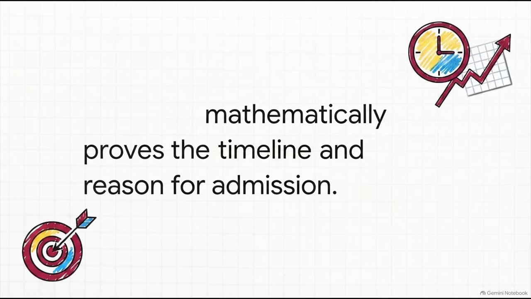In medical coding, accuracy isn't just about finding the right code. It's about mathematically proving the timeline, the type, and the reason for admission. If you master the 28-day window, memorize those strict exclusions, and let the sequencing matrix guide your logic, you're going to get it right every single time. By understanding these precise rules, you ensure the patient's clinical picture is perfectly reflected in the data.